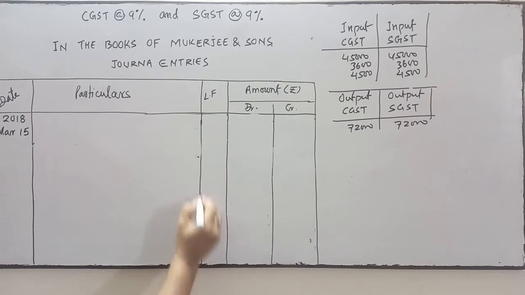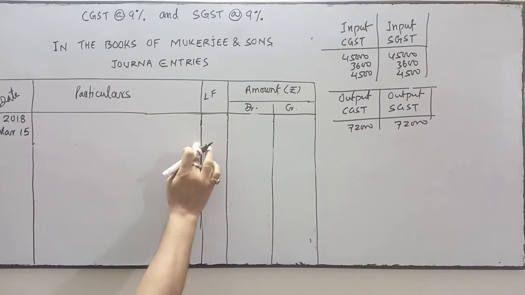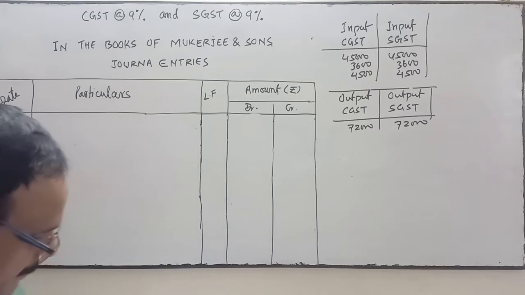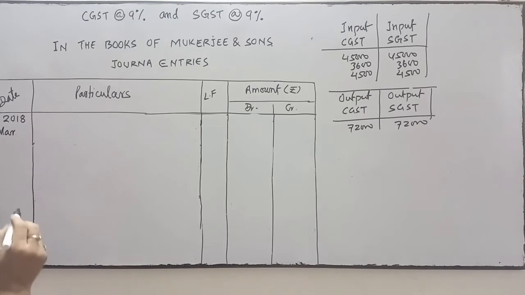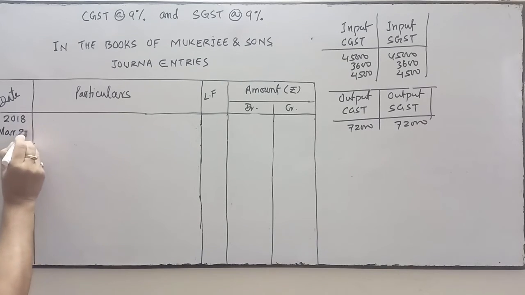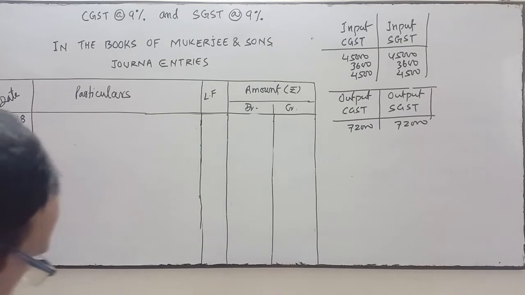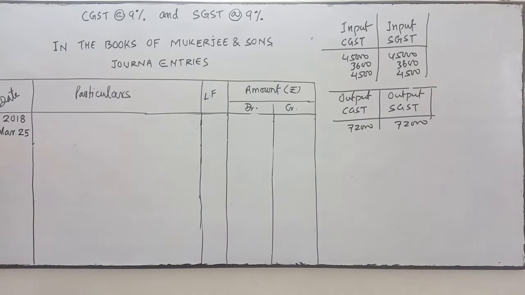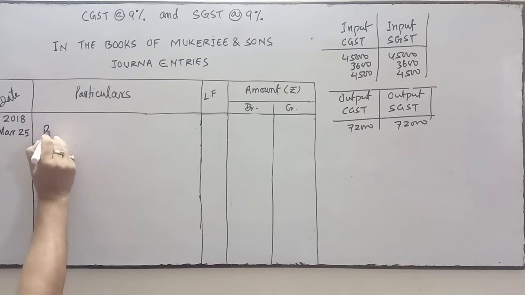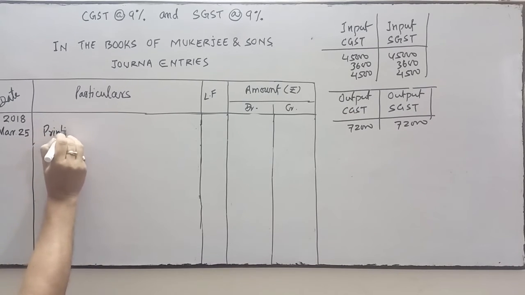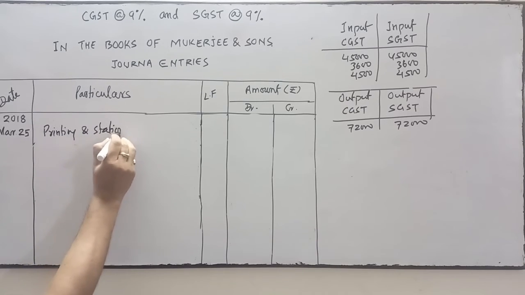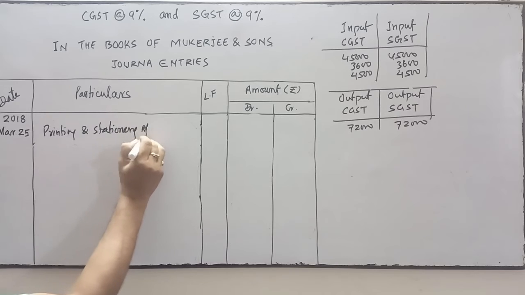The next date is after 15. Next date is 25. March 25. Paid for printing and stationery, rupees 8,000. Printing and stationery account debit.